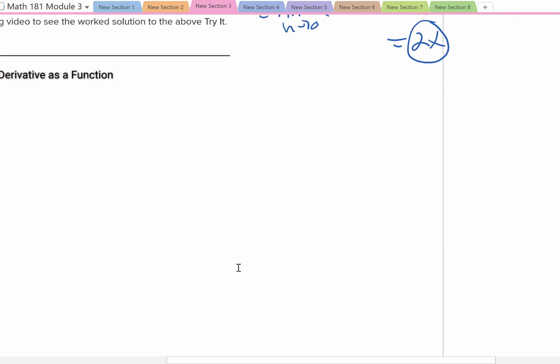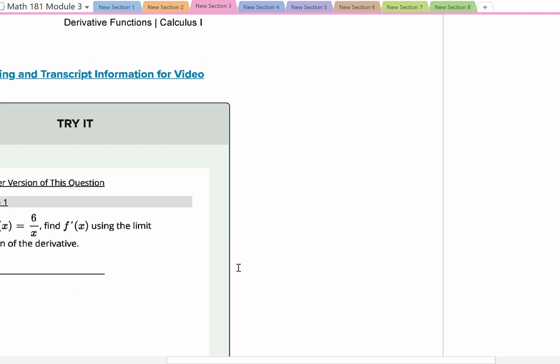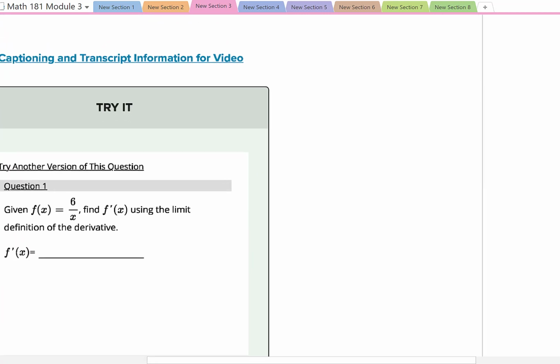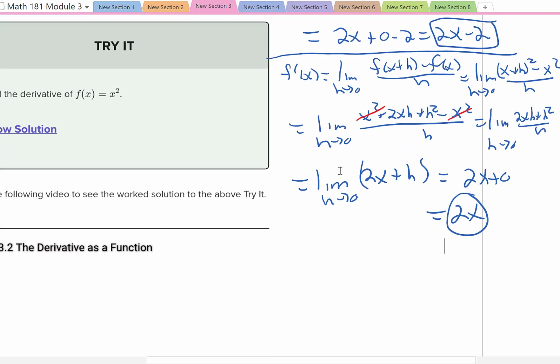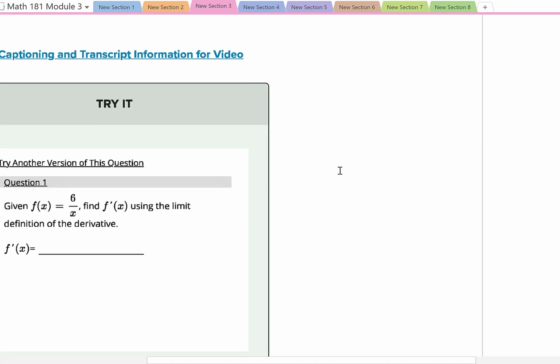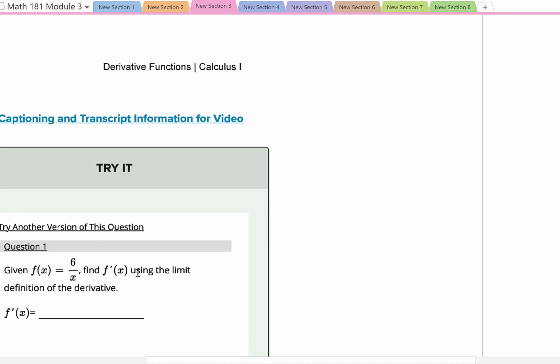Now let's try another one that has a fraction in it. So make sure I didn't skip one. No. Okay, we have f of x equals 6 over x. Find f prime of x using the limit definition of the derivative. So once again, we're going to have the limit as h goes to 0 of... nope, let me back up. I'm jumping steps. Of f of x plus h minus f of x all over h.